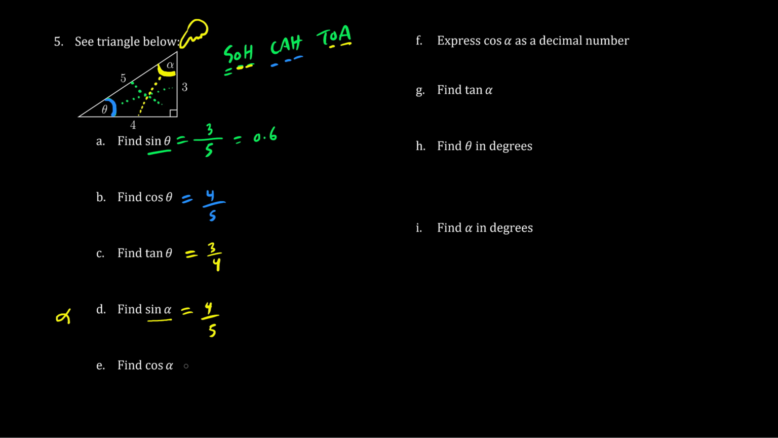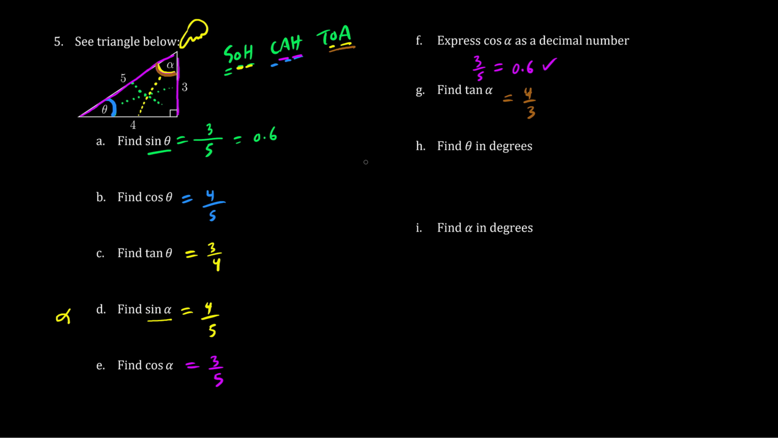What's cos alpha? We stick our finger on alpha again. Cos is adjacent over hypotenuse. Cos is adjacent, which is 3, over the hypotenuse, which is 5. So we have 3 over 5. Express cos alpha as a decimal number. So 3 over 5 is equal to 0.6. Now what's tan alpha? SOH CAH TOA, tan is opposite over adjacent. So sticking our finger on alpha, the opposite is 4, the adjacent is 3. So we have 4 over 3.